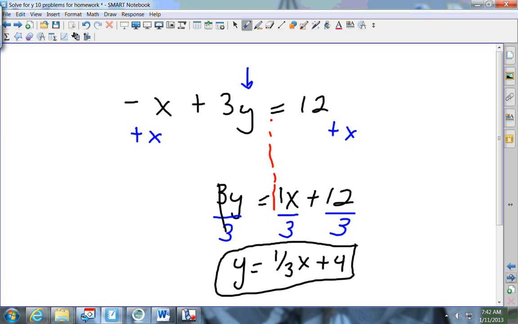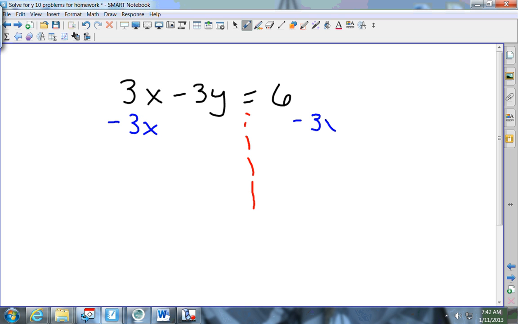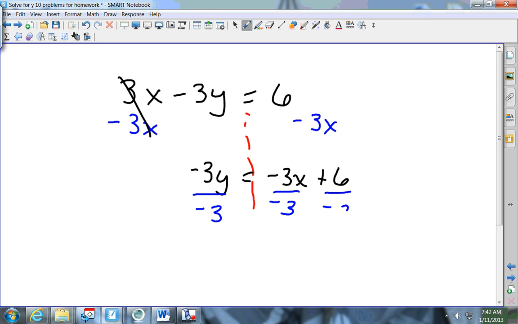The last one, 3x minus 3y equals 6. Subtract 3x from each side. These cancel. Negative 3y equals negative 3x plus 6. Divide by negative 3. You get y equals negative 3 divided by negative 3 is positive 1, x minus 2.